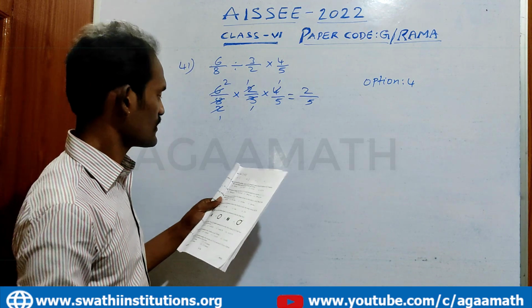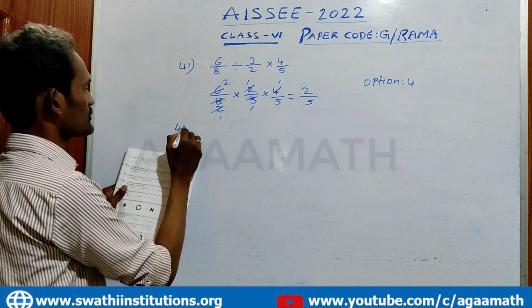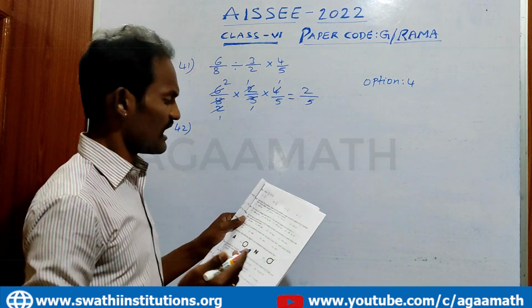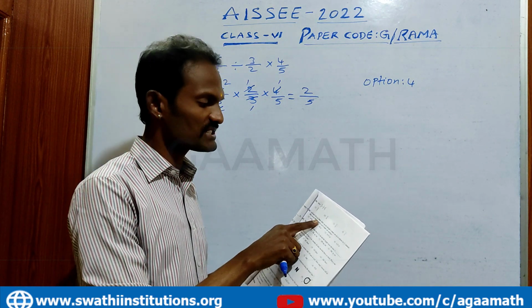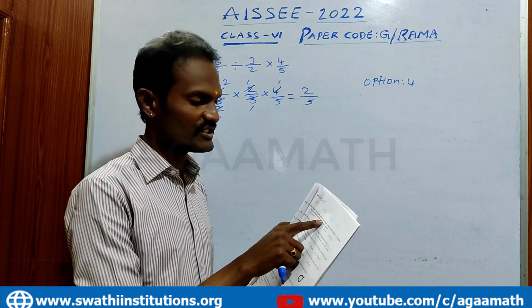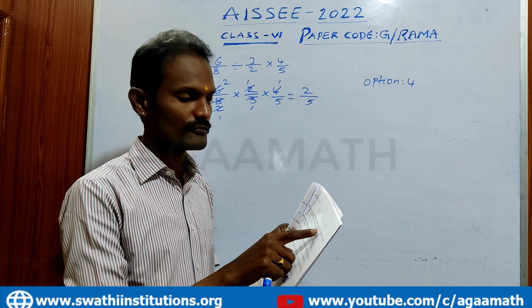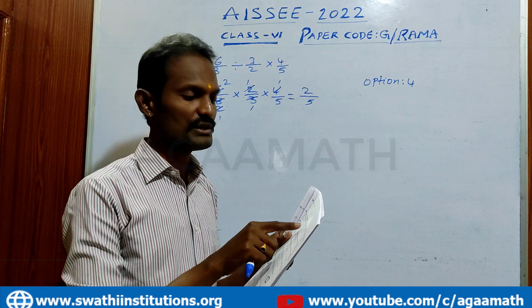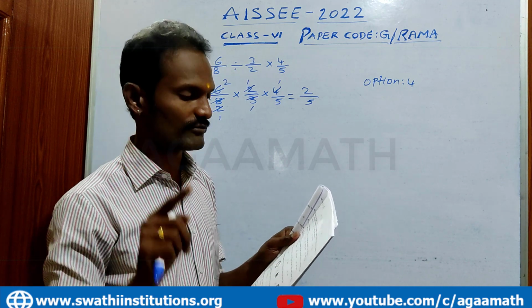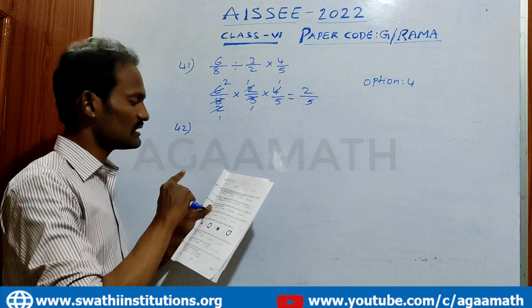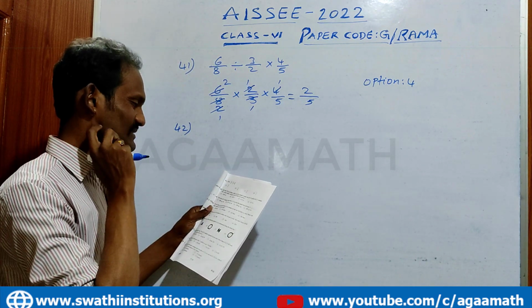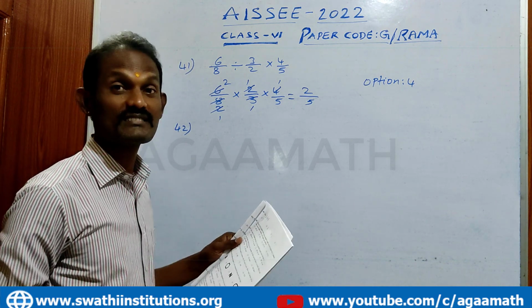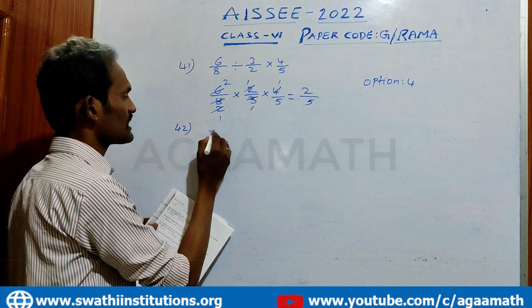Done. So now let us go to the 42nd question. Anil had 78.6 meter fabric, which was just enough to make one set of uniform for 12 students. So how much fabric would be used to make one uniform? Means the total fabric length is how much? 78.6 meters. So total length of fabric.